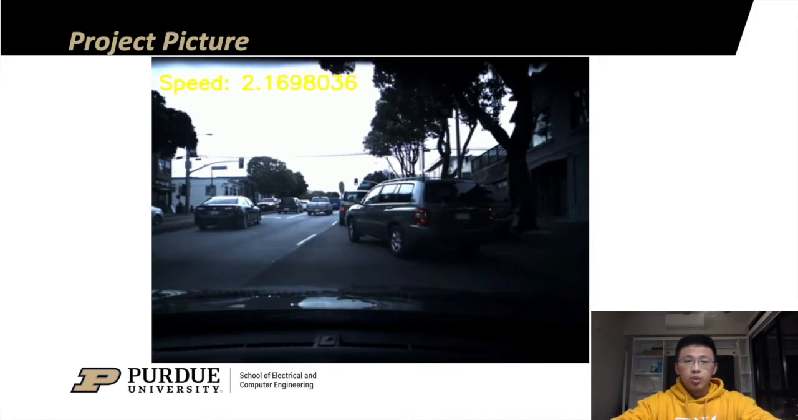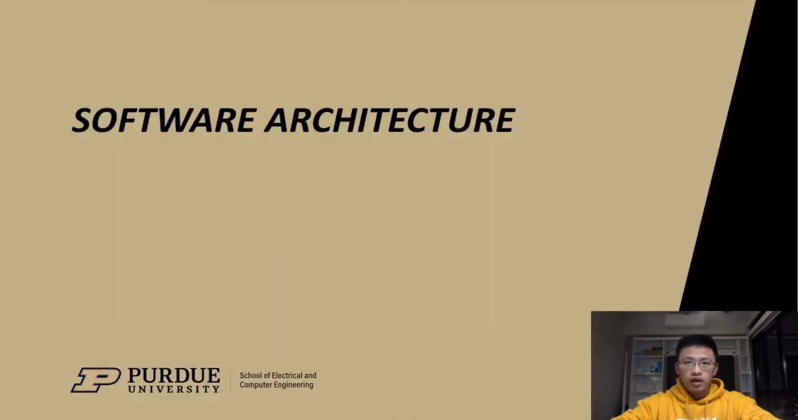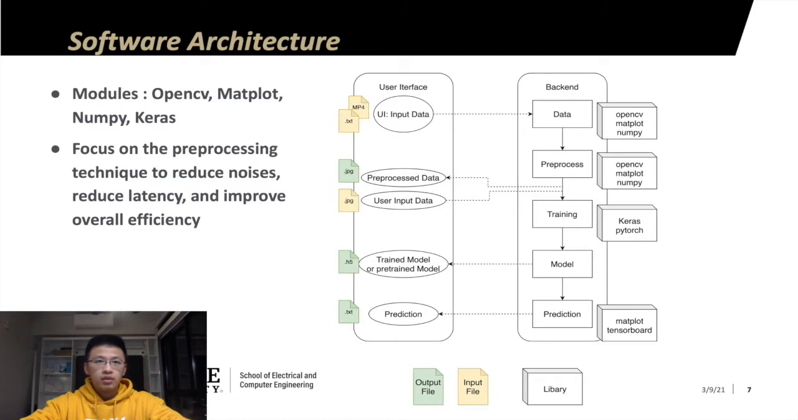So now I'm going to briefly talk about our software and repository architecture. For our library, we use modules from OpenCV, Matplotlib, NumPy, and Keras. OpenCV and NumPy will be used for image processing to reduce the noise and to reduce the latency for later training. And then we will use the Keras model to train the neural network and then use the trained model to detect the speed of the car.